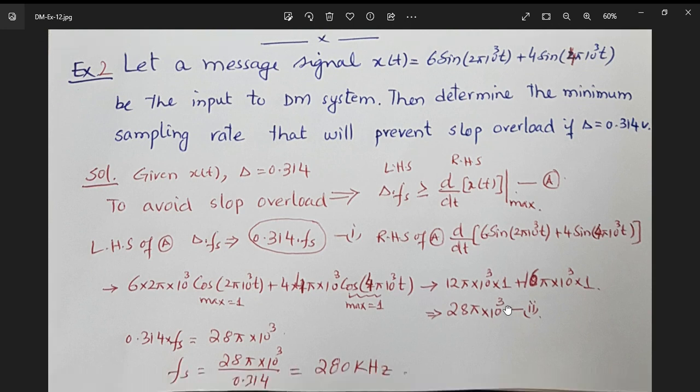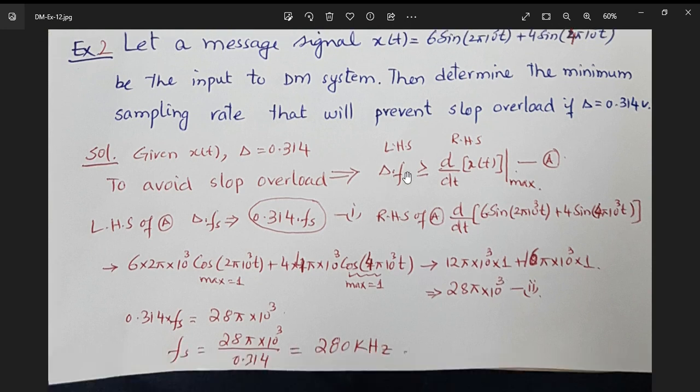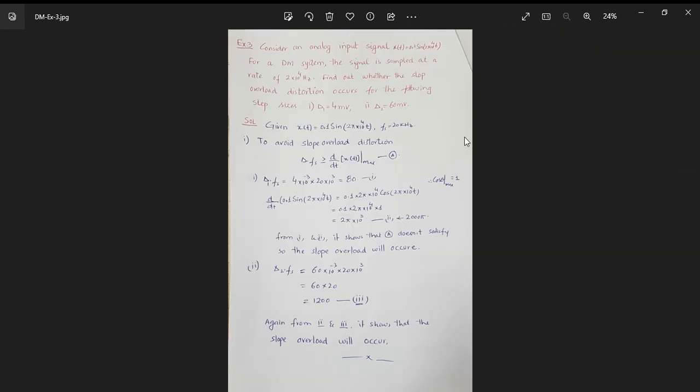If you take this right hand side and insert it in this formula, left hand side and right hand side, you can see that the sampling frequency should be greater than or equal to 28 pi times 10 raised to the power 3 divided by 0.314, which is equal to 280 kilohertz. The sampling frequency should be bigger than this, so that it will prevent slope overload.